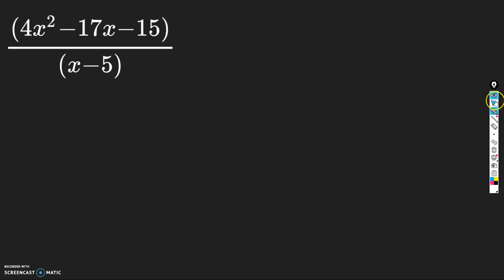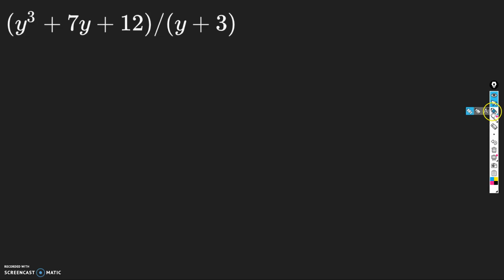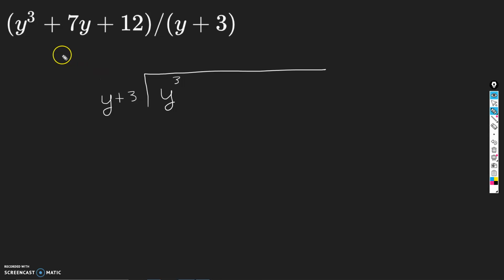Alright, let's look at another one. So what about y cubed plus 7y plus 12 divided by y plus 3? It's the same setup. We're dividing by y plus 3, so that goes on the outside. y cubed. Now notice there's no y squared term, so we're just going to fill it in as a placeholder.